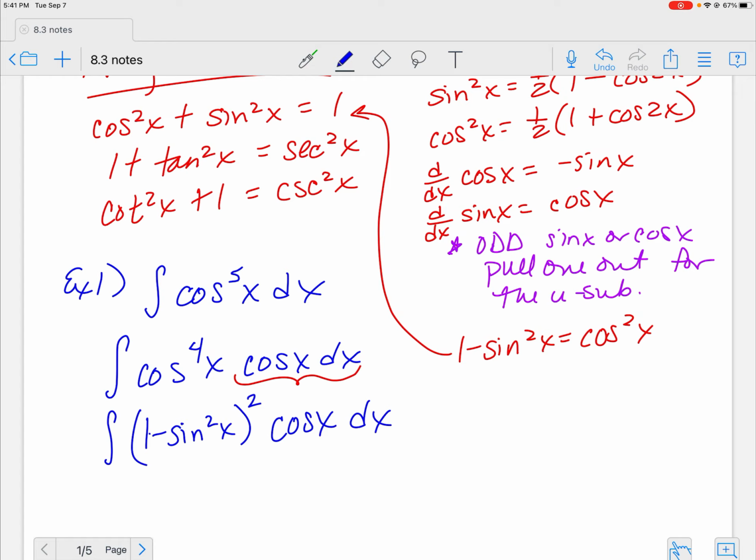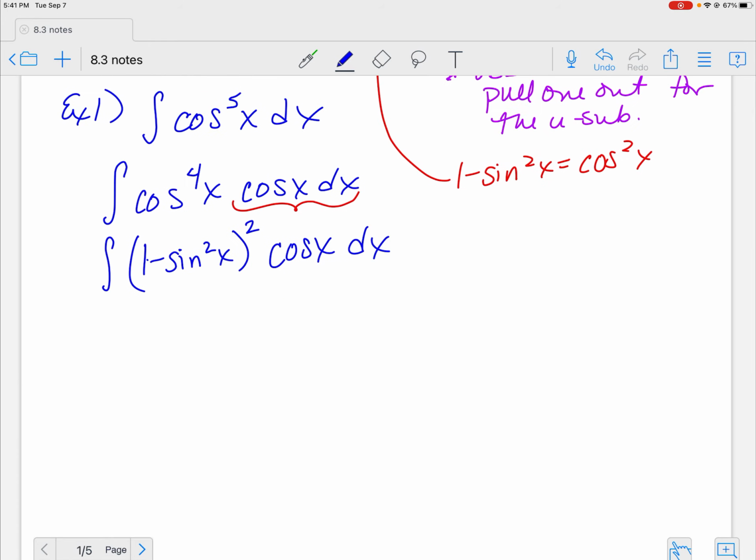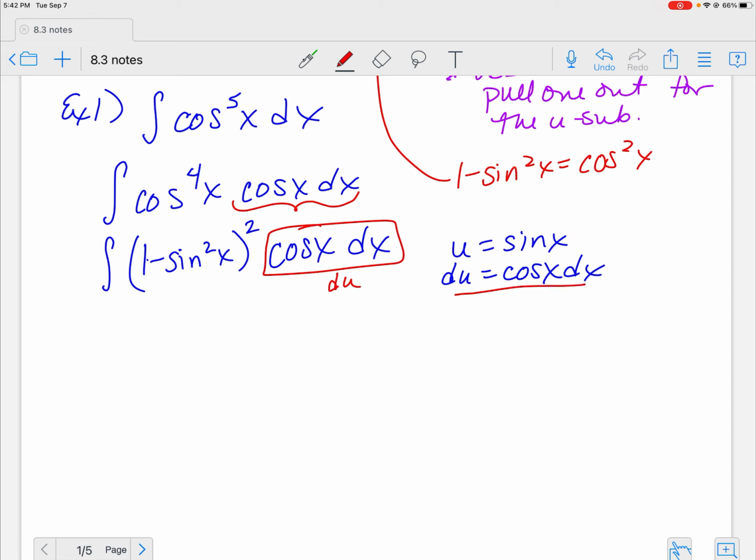Now we do our u sub. u is equal to the sine of x, and du is equal to the cosine x dx. I like to think about working these almost backwards, where I want to pull out my du. What is that odd exponent? I'm going to pull that out to be my du. If I can focus on that part of it, everything else has to be in terms of sine. It has to be in terms of that u, because now I just have a polynomial. 1 minus u squared, squared, du.